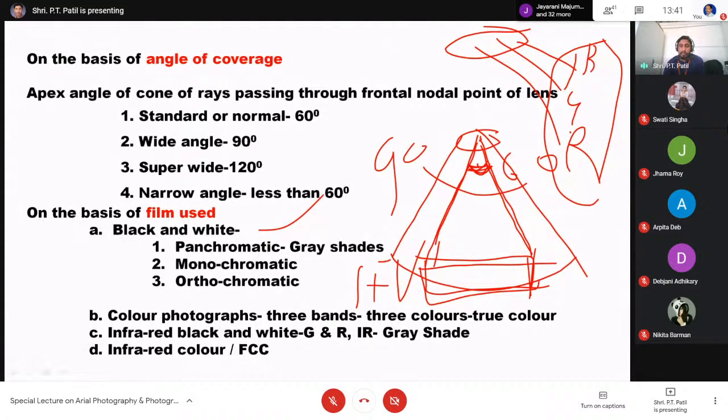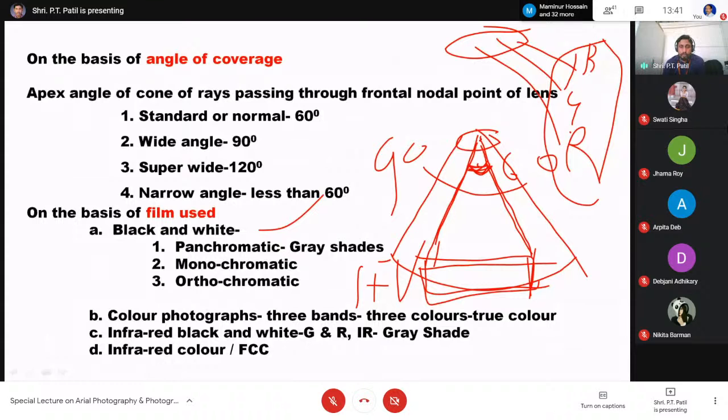So, what is panchromatic? Pan means all. Chromatic means color. It means we use all colors in order to capture the image of that particular area. Blue, green, and red, all three visible bands, were used, and they were represented with the help of gray shades. That's why it is known as a black and white panchromatic aerial photograph.